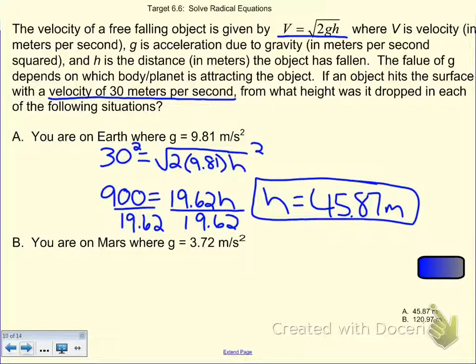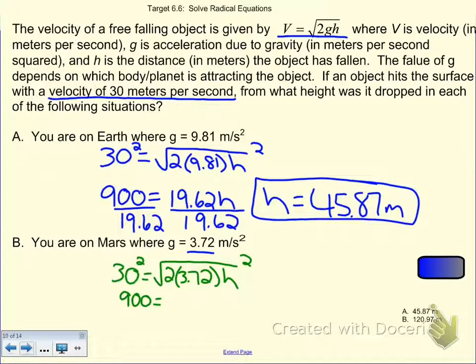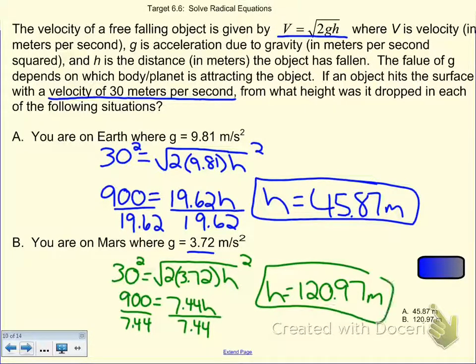Okay, same thing for Mars, except our gravity has changed now to 3.72, but we do the same process this time around. So we have 30 equals the square root of 2 times 3.72 times h. Again, to get rid of a square root, you square both sides. So you get 900 equals 2 times 3.72, which is 7.44, times h. Divide both sides by 7.44. And you get h to be equal to 120.97 meters for part B.